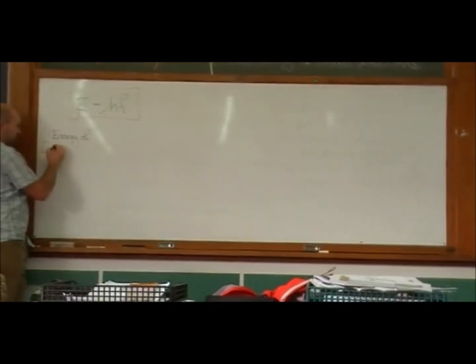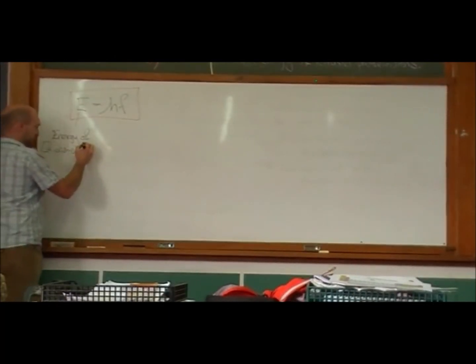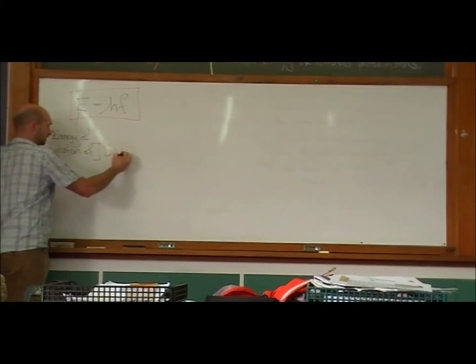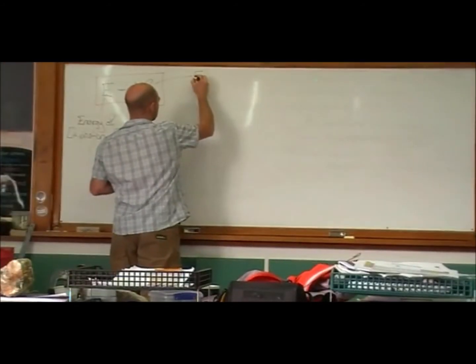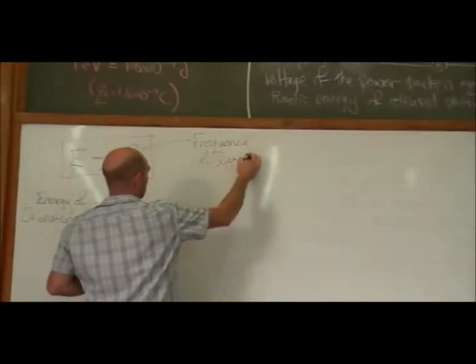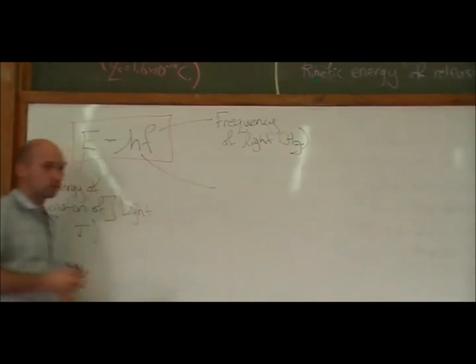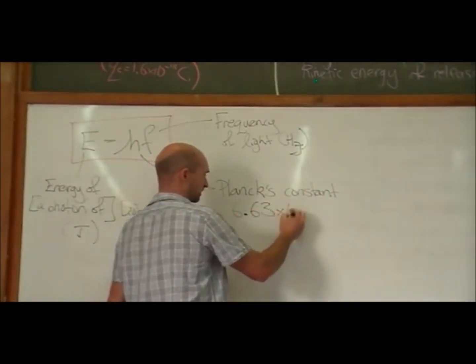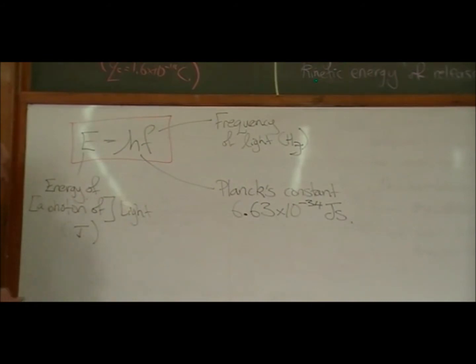The E is the energy of, well, he didn't know it at the time, but it's a photon of light, measured in joules. The f is the frequency, and the h is what we now call Planck's constant. And so Planck had kind of thrown this equation out there.